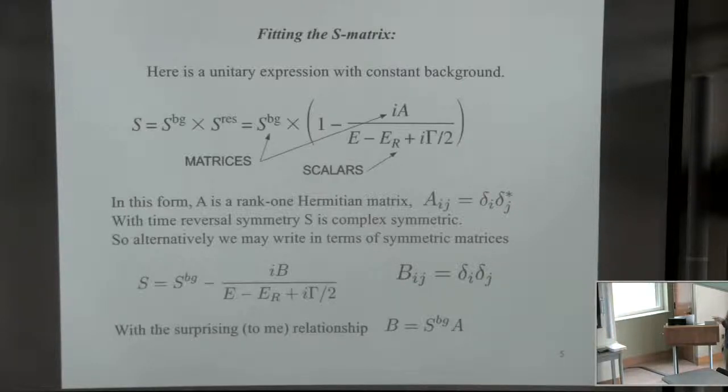B then has this form. And this is a little bit surprising, I think, at least to me, because the background S matrix transforms, basically conjugates, the ket or bra in A. So the background S matrix is a conjugation, which is interesting.